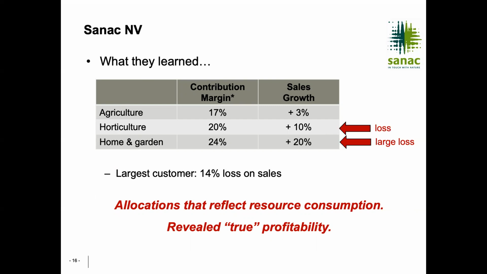And they realized that home and garden was creating a large loss. Horticulture was also providing losses. And that information is quite different from what they had thought based on just the accounting system. So this kind of information is valuable when companies have to rethink their way to approach the market from a supply chain standpoint.